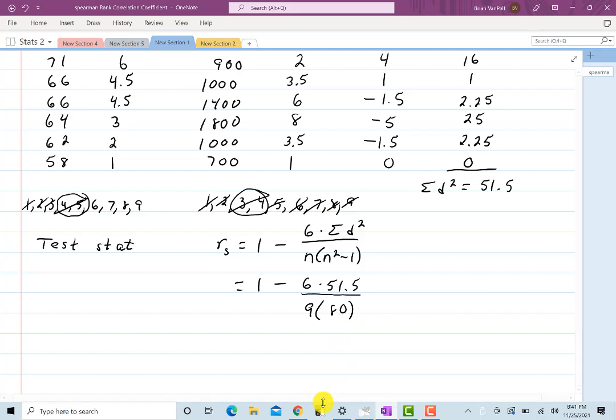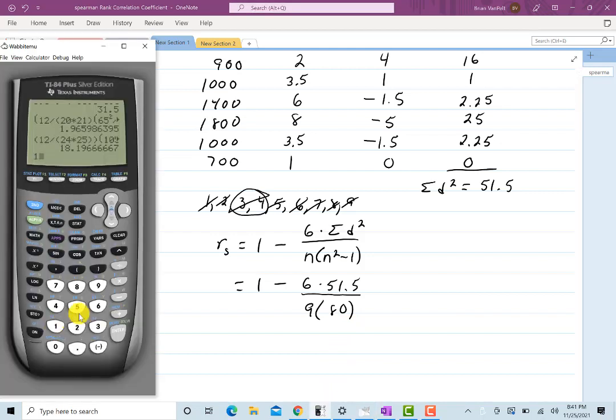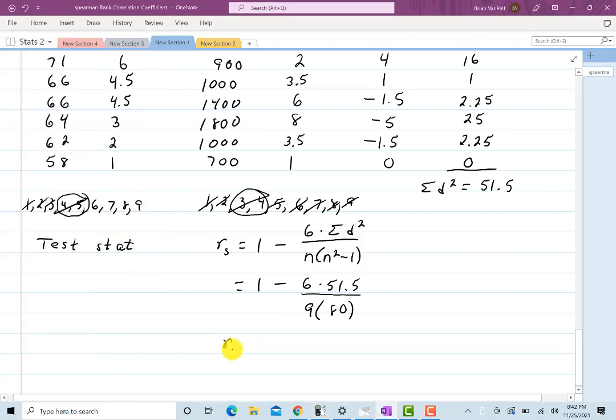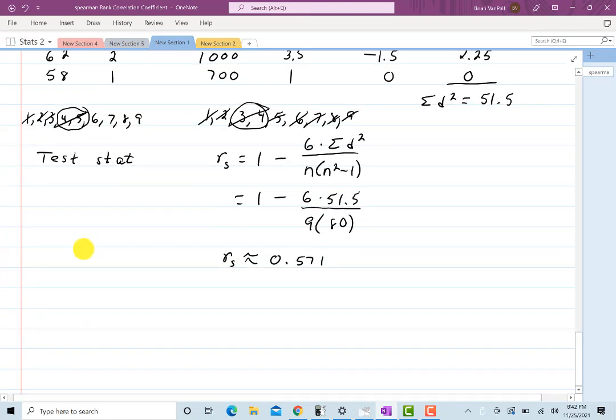And then let me get my calculator out to compute this number. 1 minus 6 times 51.5. And then I'm going to divide. Now put this denominator in parentheses or you won't divide by the whole thing. So put 9 times 80 inside of parentheses, so it attaches to the fraction. And I get about 0.571. So r sub s is approximately 0.571. Now the critical value.